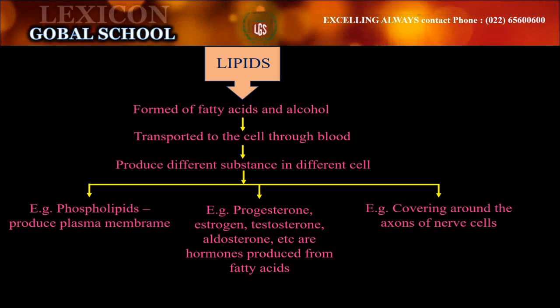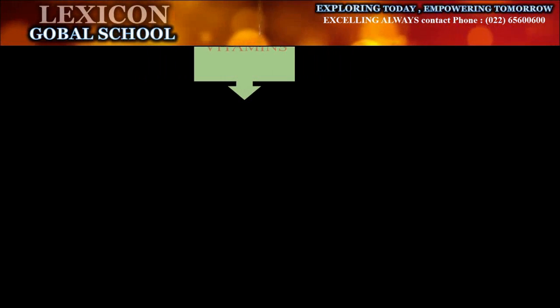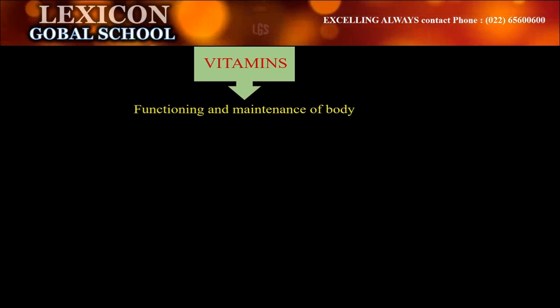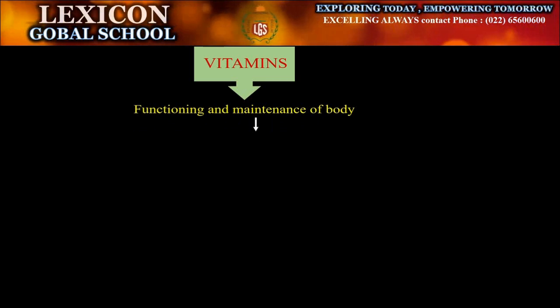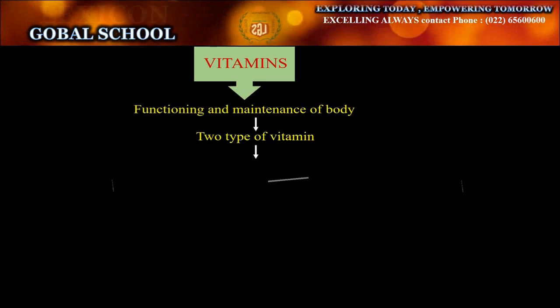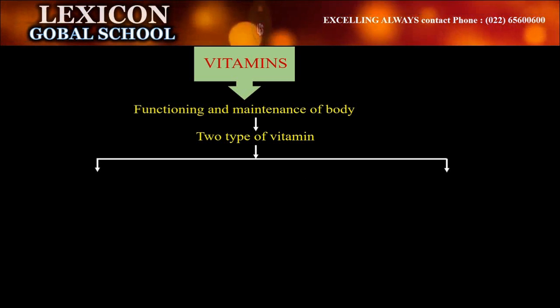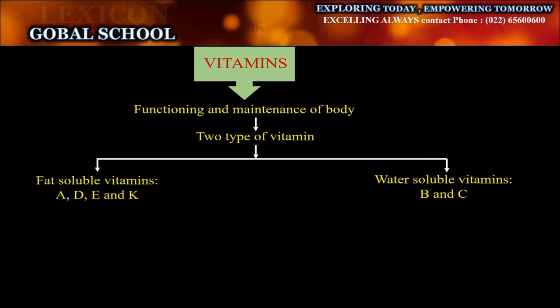Next, what we are going to study is about vitamins. Vitamins are required for proper functioning and maintenance of the body. The main types of vitamins are as follows: fat-soluble vitamins and water-soluble vitamins. Fat-soluble vitamins are none other than vitamin A, vitamin D, vitamin E and vitamin K, whereas water-soluble vitamins are vitamin B and vitamin C.